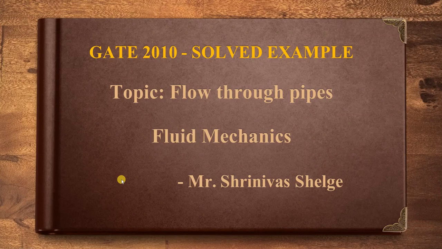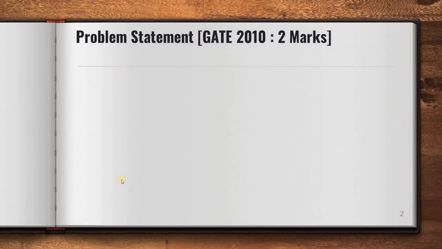Hello viewers, today I am going to solve one example from GATE 2010 examination from the topic flow through pipes. This question was asked for 2 marks. First we will see the problem statement.